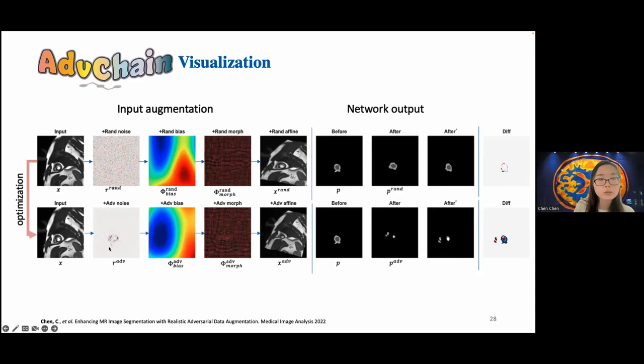If we look into the details of the adversarial noise and the morphological transformation, as I previously mentioned, you will find that the adversarial data augmentation takes knowledge about the image as well as the current state of the network, which smartly tries to locate the region of the cardiac and attack that local region.